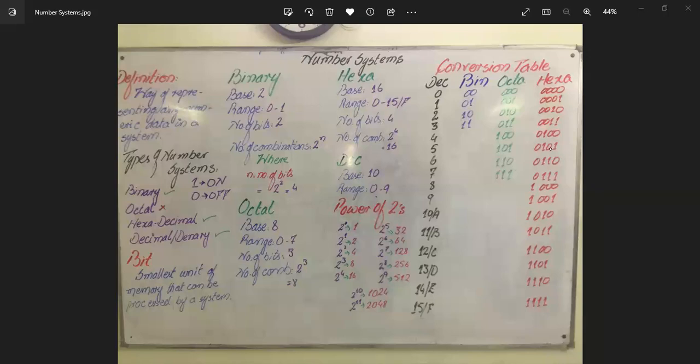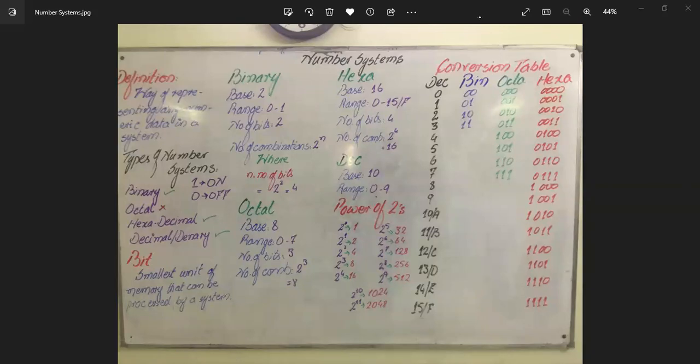Make sure that the definition is that whenever we are going to represent a particular data or a numeric data in a system, that is basically known as the number systems. In all, there are four types of number systems that I have mentioned over here: binary, octal, hexadecimal, and decimal or denary.